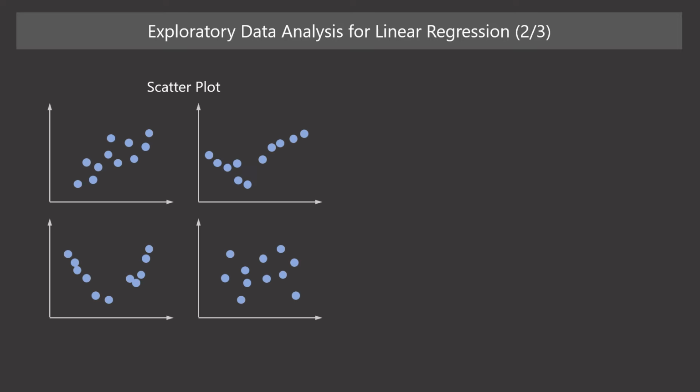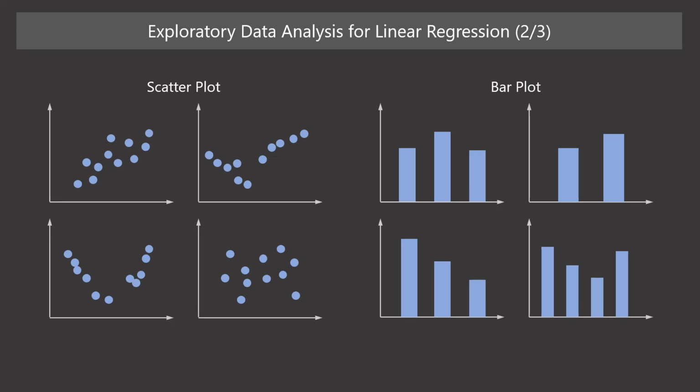Therefore, as a part of EDA, it is useful to create a scatter plot of the outcome and each predictor to visualize the relationship between predictors and outcome. You may find that some predictors are linearly related to the outcome, but others are non-linearly related or not related. You can also create bar plots to see the categorical predictors and the outcome variable.